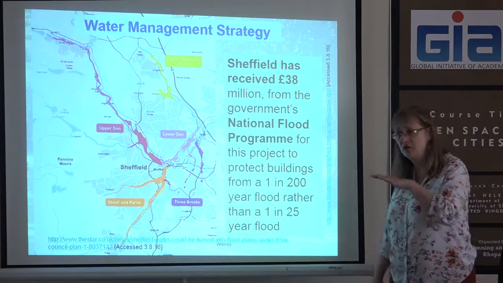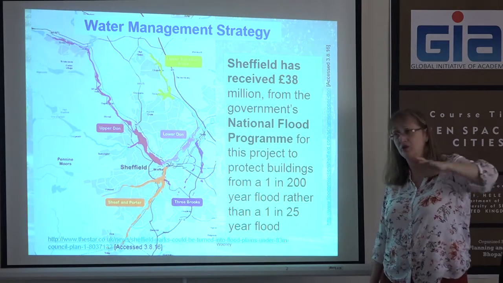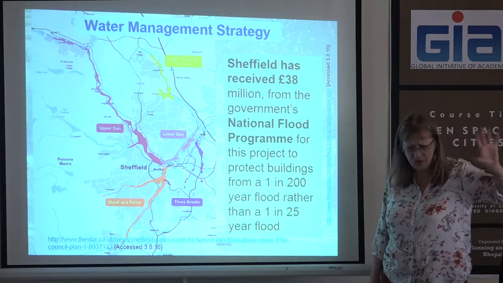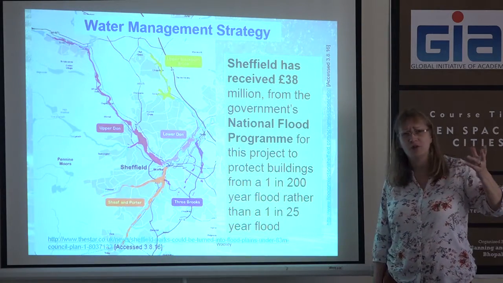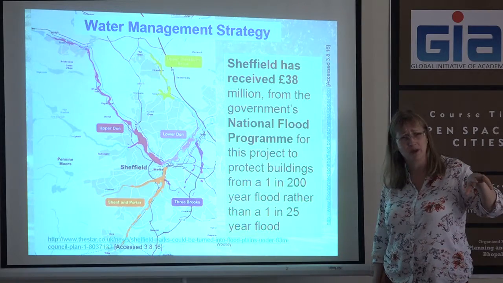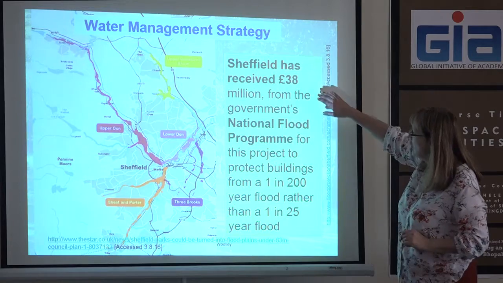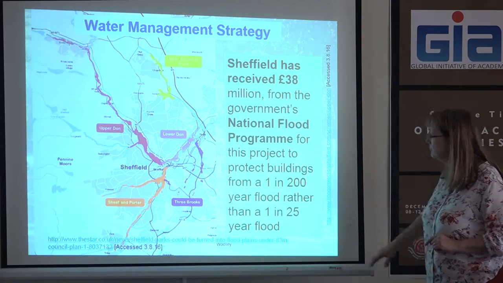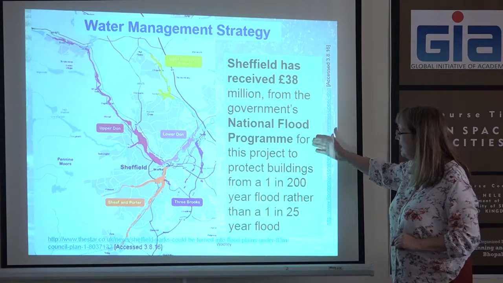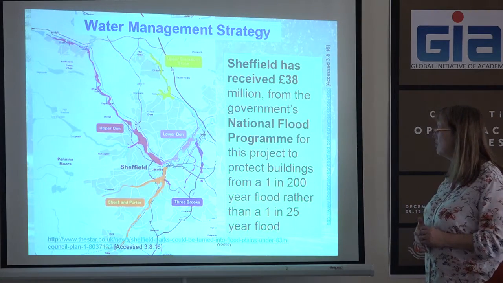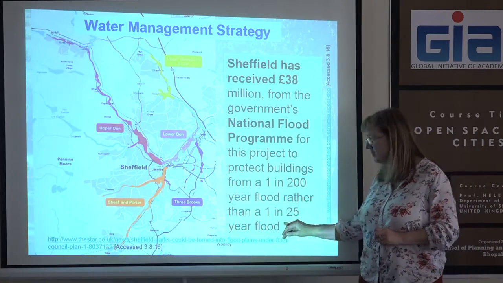There are amazing photographs of the River Thames west of London, because that flooded very badly. If you want to find those, you can just Google them. They're very, very dramatic. And that was important because these were rich people being flooded. So some go, oh, this isn't good. Anyway, so we have a national flood programme. I don't know all the details of it, but the aim is to protect buildings from a 1 in 200-year flood rather than a 1 in 25-year flood.